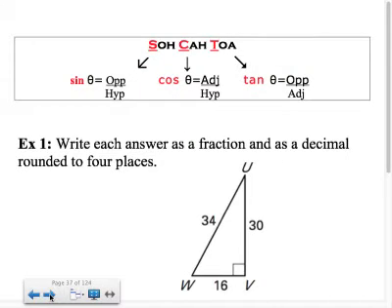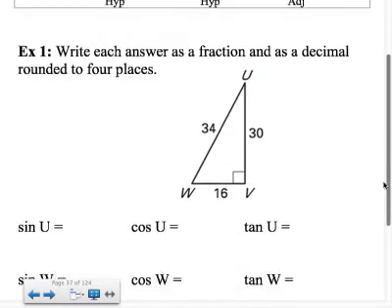So here's the acronym that's going to help you remember all of this. We just took a few minutes to go through that portion of the notes so that you understand how to identify opposite, adjacent, and hypotenuse. But at the end of the day, this is what you want to remember: SOHCAHTOA. The S stands for sine, which is opposite over hypotenuse; cosine is adjacent over hypotenuse; and tangent is opposite over adjacent. That's going to be the easiest way for you to remember all of these trig ratios.